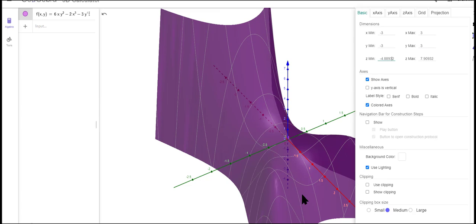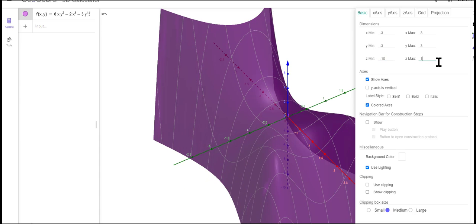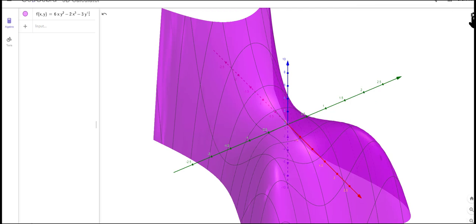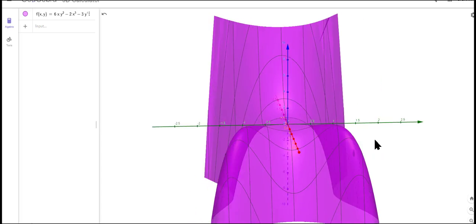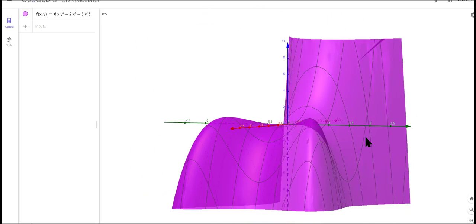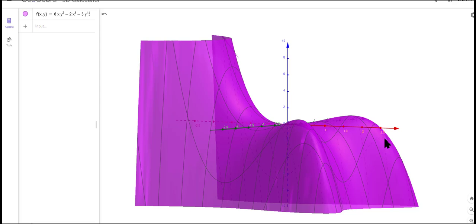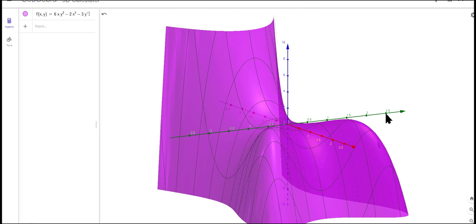So we may restrict this, say, between 3 and -3 for x and y. And here we can just say -10, 10, which might show us a better graph. Let's see what it shows. Yes, so we can change the color. This is too transparent, but you can see that this and this are the two local maxima.